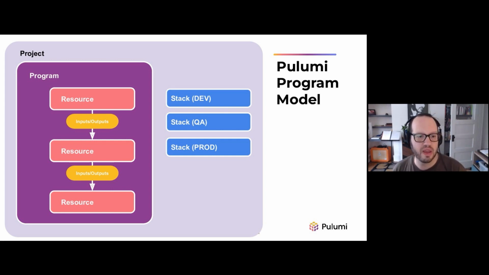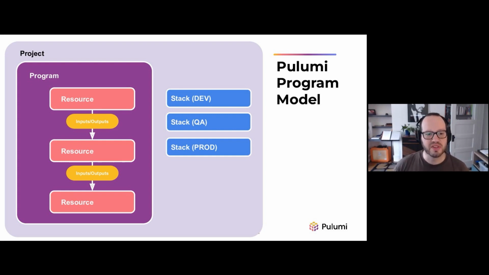And within your resources, they're going to have inputs, which are values that you define, and outputs, which are values that come back from the cloud provider. So an example is you might define a network. Your networks in Google Cloud are global, which is one of the cool things about Google Cloud. And then you might want to define some subnets within that network.